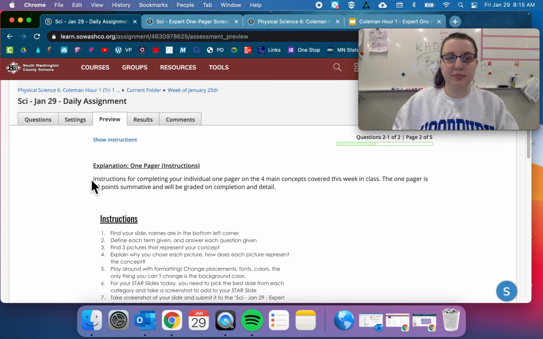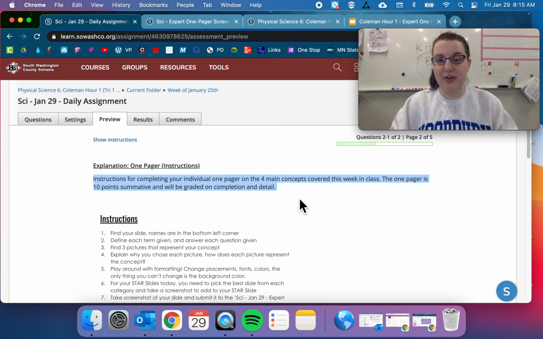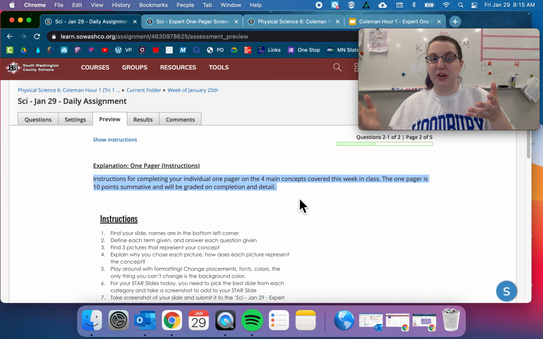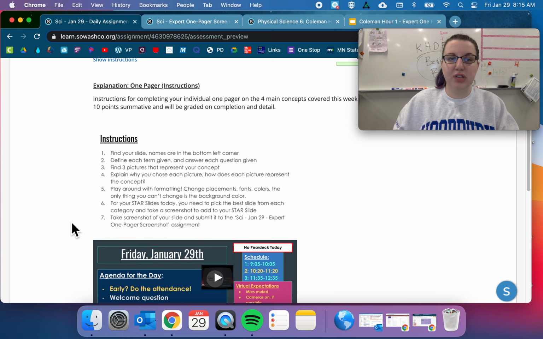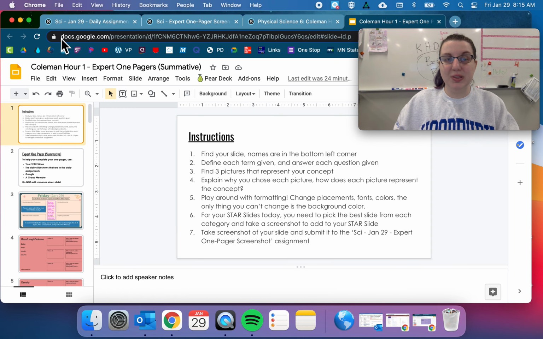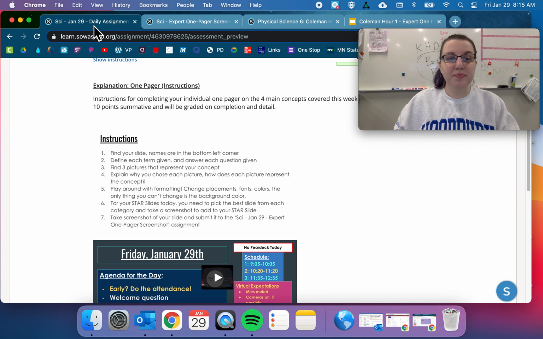So, instructions for completing your individual one-pager on the four main concepts covered in class this week. The one-pager is 10 points summative, so summative is that larger portion of your grade, and will be graded on completion and detail. So, I have some instructions here. One, find your slide. You're going to be using a Google Slide to do your work. So find your slide. Names are in the bottom left corner.